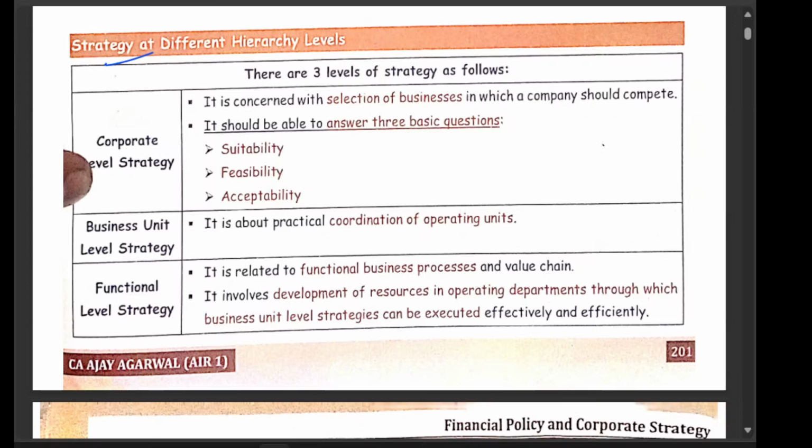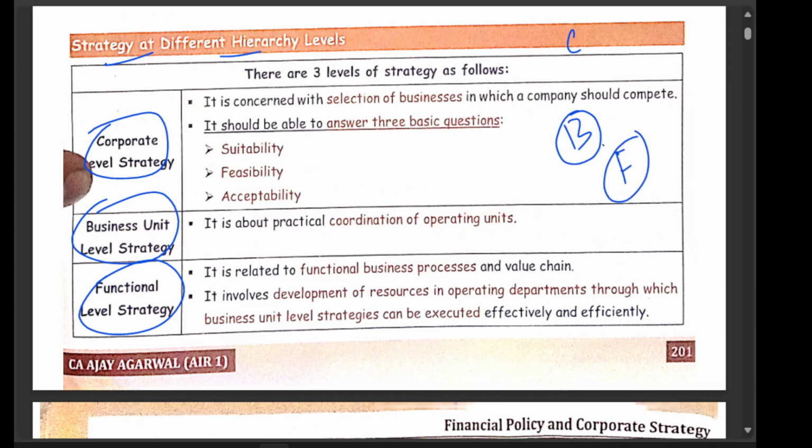A strategy in different hierarchy levels. Usually there are three hierarchy levels: corporate level, business unit level, and functional unit level. The corporate level is mostly the heads. At the business level, the operations are planned, and at the functional level, the action is happening.